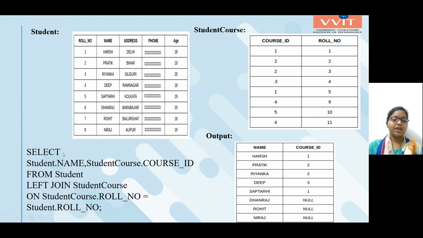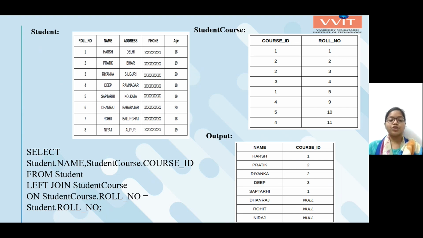Here is the example. I am selecting the name from the student table and course ID from the student course table, and it is left joined to student course on the condition that student course dot roll number should be equal to student dot roll number. So first the roll numbers which are matched are written to the output, and the remaining rows of the left table are also written to the output with null values.